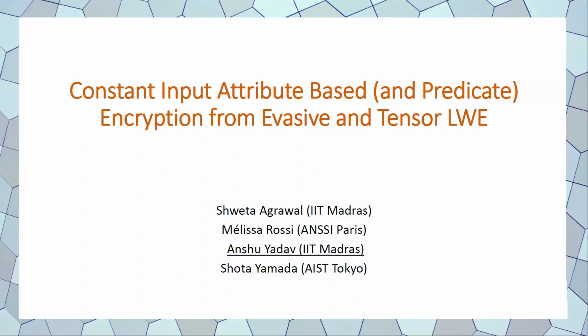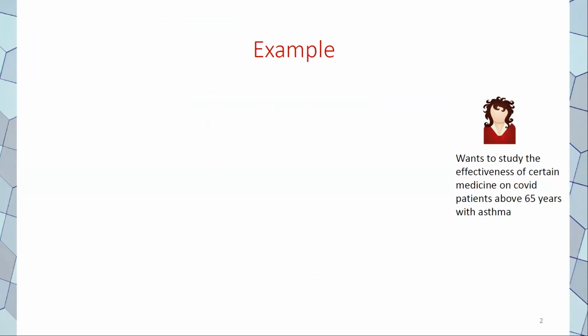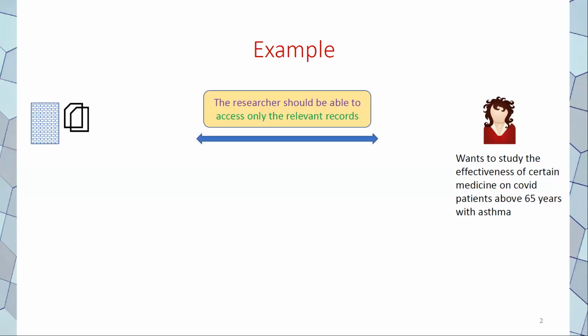Welcome to my talk on constructing constant input attribute-based and predicate encryption from evasive and tensor LWE. This is joint work with Shweta Agarwal and others. To begin with an example, consider a medical researcher who wants to perform a certain study on medical records of patients in a certain group. She needs access to records of patients from the hospital. The medical records being sensitive information, the hospital administrator would like to provide restricted access so that the researcher can access only the records of those patients which are relevant to her study.